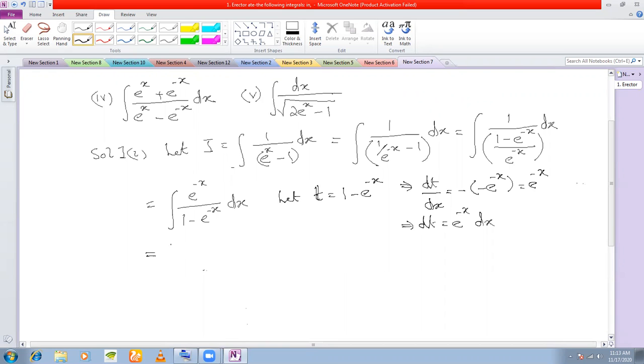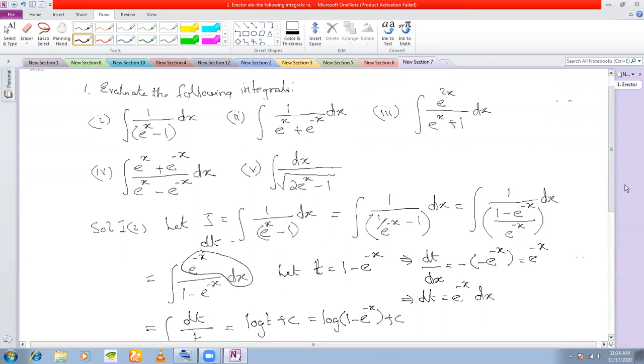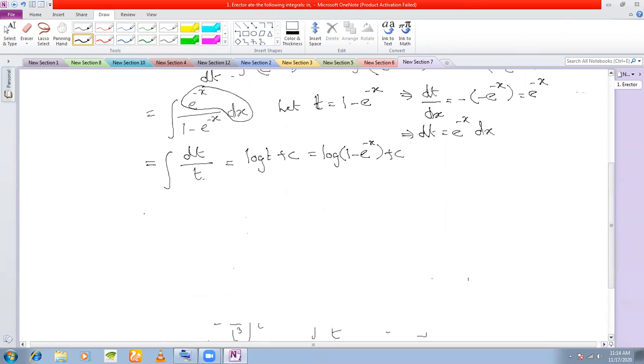So now this e to the power of minus x into dx combines to become your dt. So you can write this as dt, and the denominator I had taken as t. So this brings you to only log t plus c, log of 1 minus e to the power of minus x plus c. So this is your answer. Let's try the next one. Number 2.